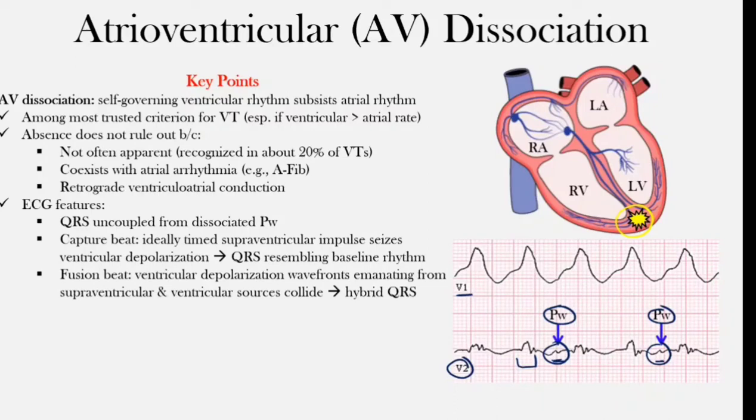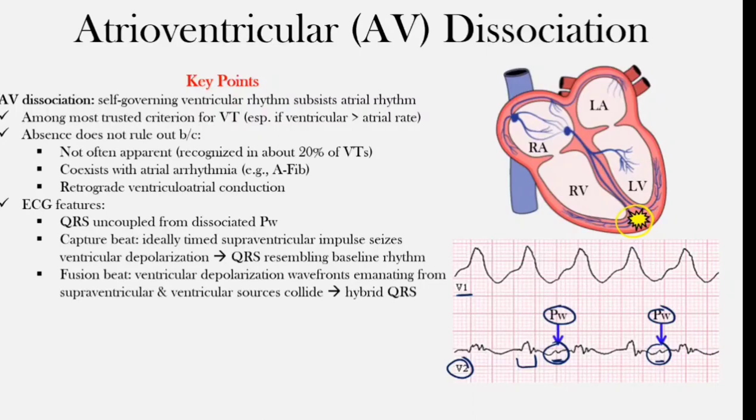Now, less commonly, AV dissociation manifests as capture or fusion beats, each of which depict varying degrees to which a supraventricular impulse contributes to ventricular depolarization. In the case of a capture beat, an ideally timed supraventricular impulse seizes ventricular depolarization entirely and produces a single QRS complex resembling the patient's baseline rhythm.